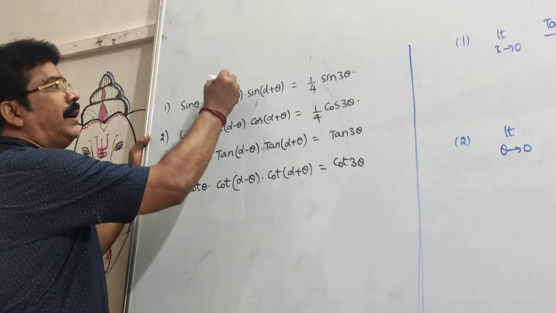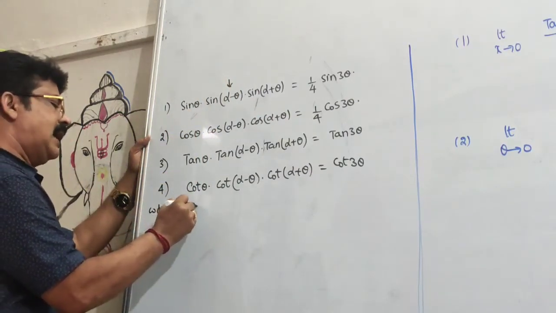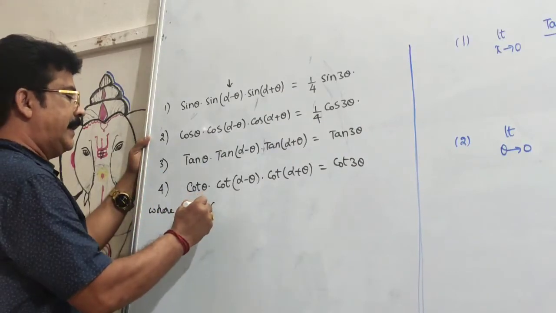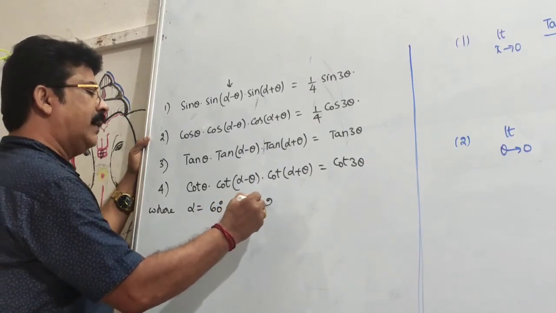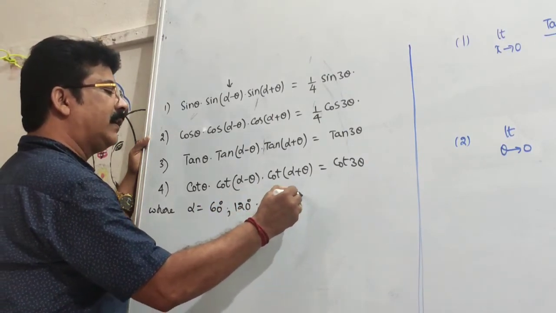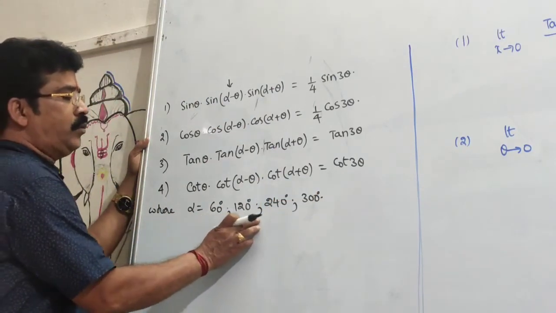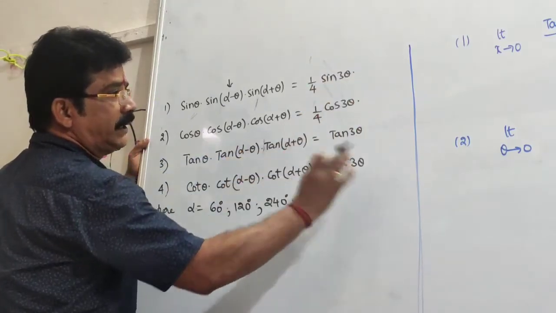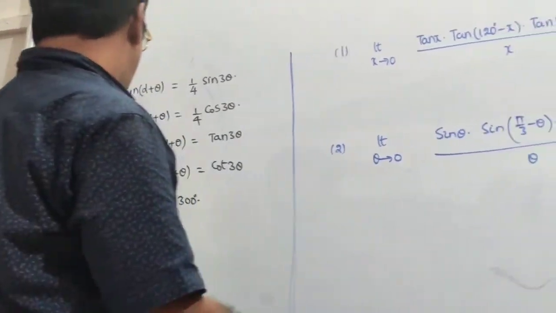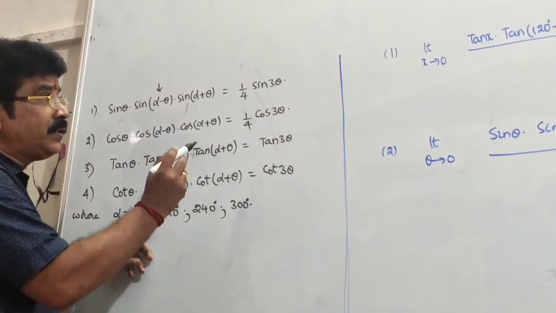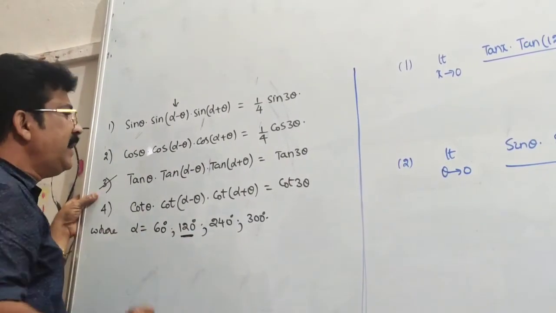Okay, what is alpha? Alpha can be taken as 60 degrees or 120 degrees or 240 degrees or 300 degrees. So for these 4 cases, it is true. Understand? Okay, you come here. 120 degrees means for the first question, alpha is equal to 120. So therefore, we can apply this formula.